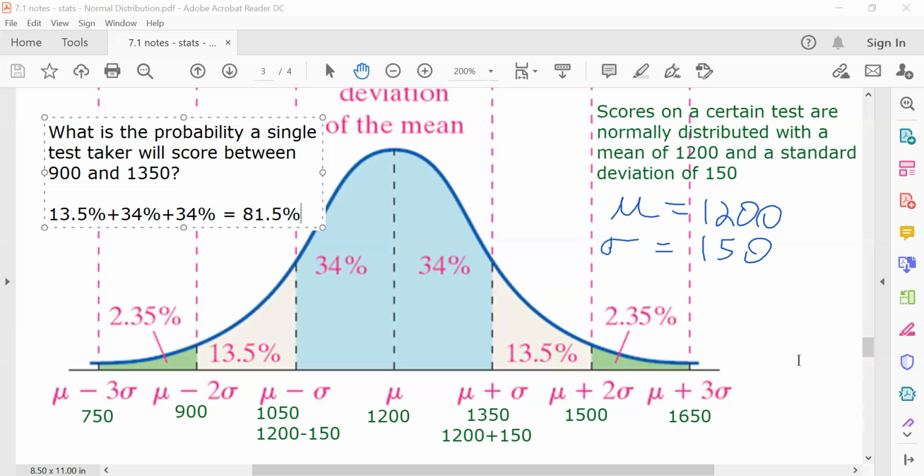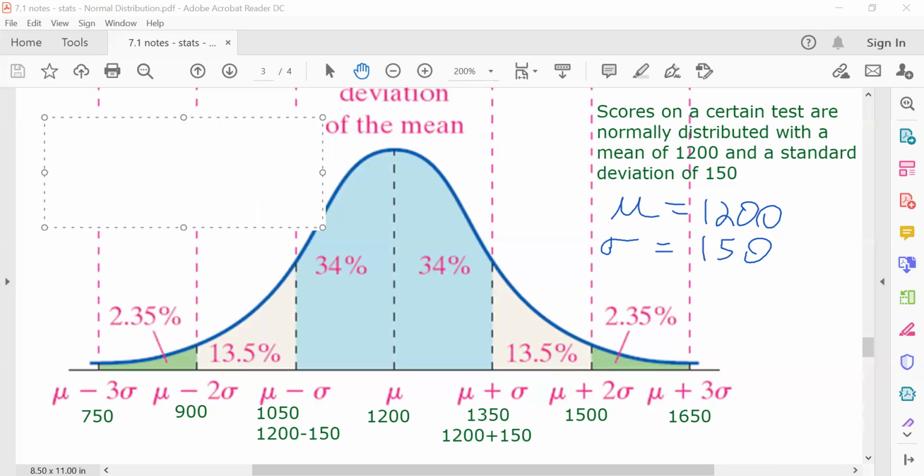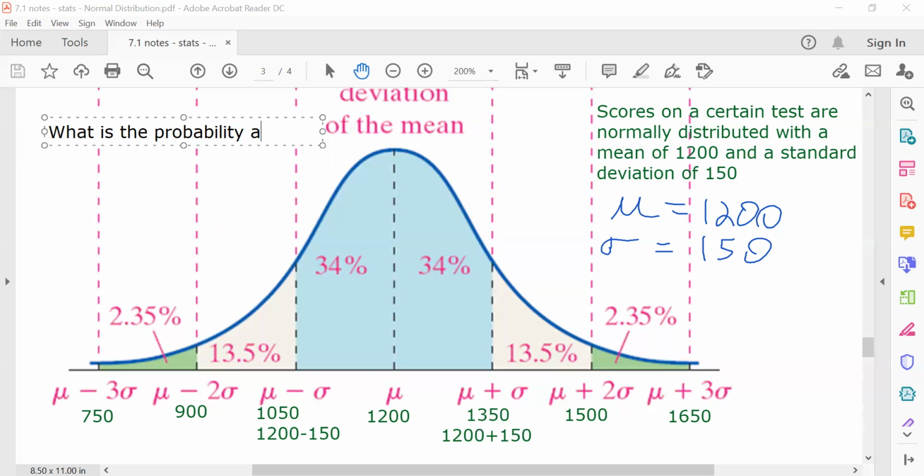And so you could keep going. You could say, well, 1800 is not very likely, but neither is 600 way down here, because that's very unlikely on the other end. There's even a couple other questions you could ask. What is the probability a person will score more than a 1650?